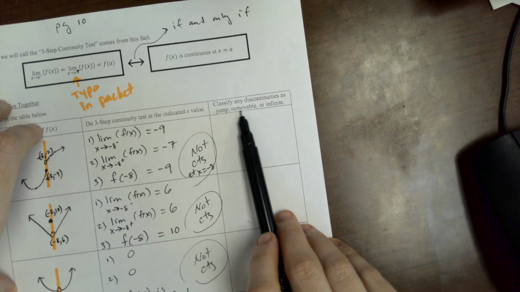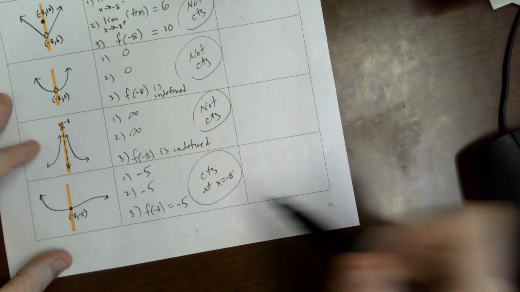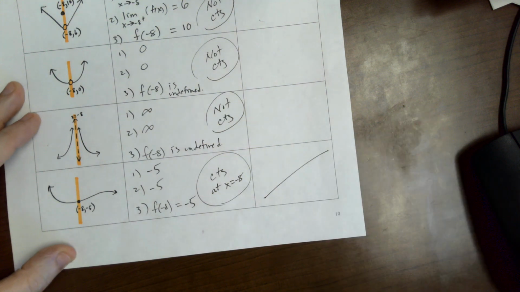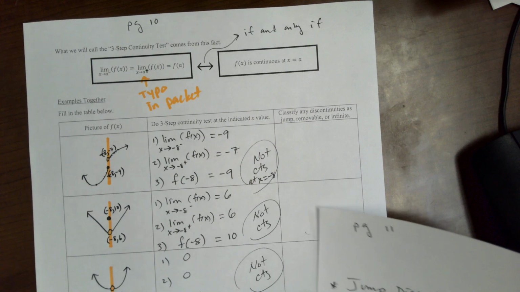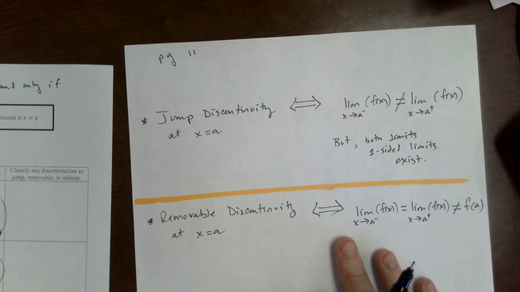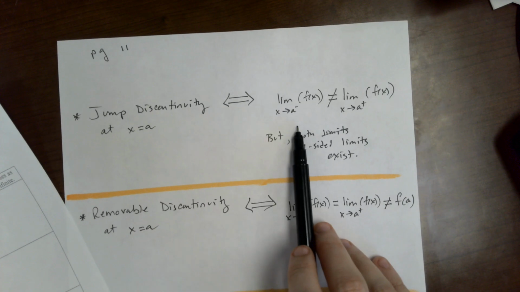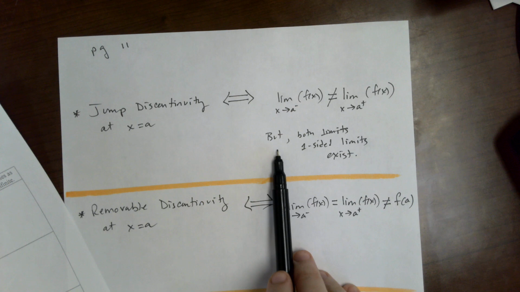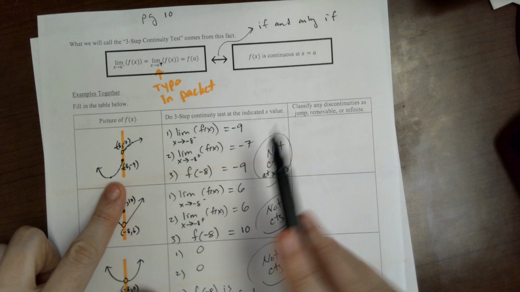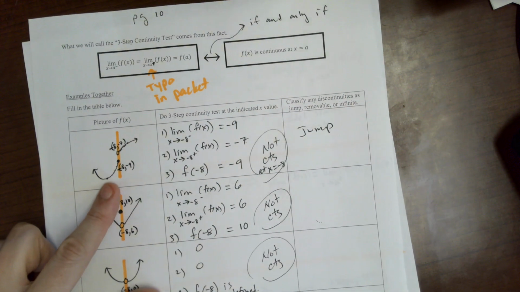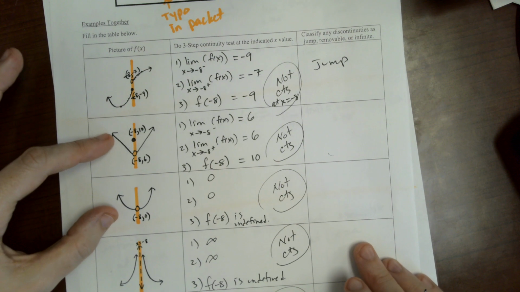Now here, classify any discontinuities as jump, removable, or infinite. All right, so this last one was not discontinuous. It was totally continuous, so I'll cross that out. So this first one, guys, is a jump discontinuity because the one-sided limits are not equal, but they each exist. So this first one is a jump discontinuity.